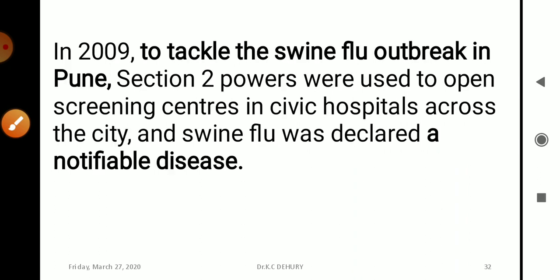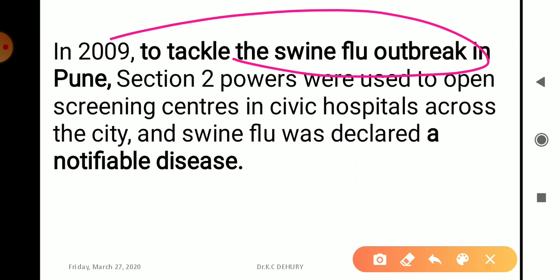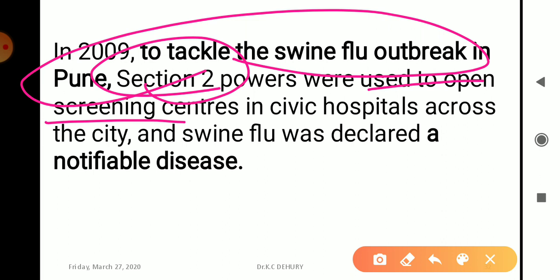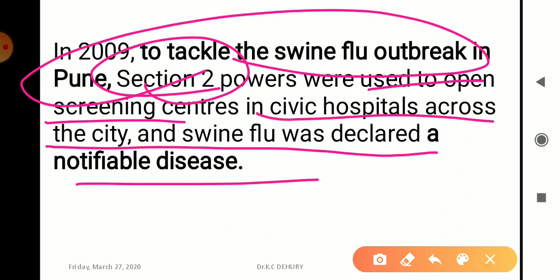Another in 2009, also to tackle the swine flu outbreak in Pune. Again the Act's powers were used to open screening centers, and the state's powers were used in swine flu hospitals across the city, and swine flu was declared a notifiable disease.